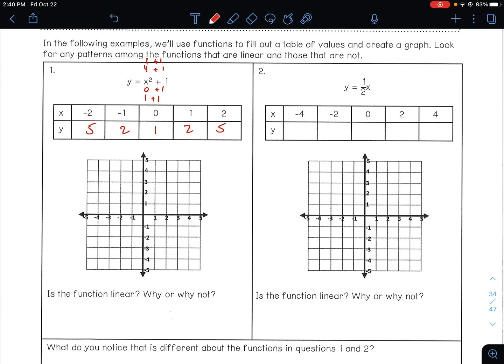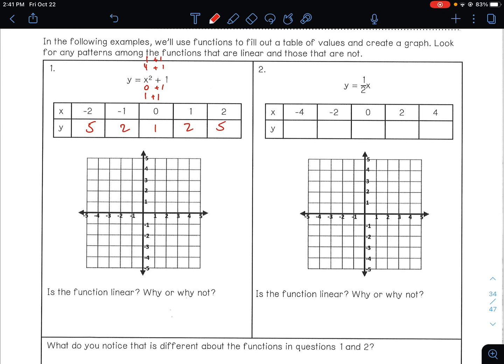All right, let's graph this. When x is 0, y equals 1, so it starts right there. When x is 1, y equals 2. When x is 2, y equals 5. And then it goes on the other side as well. When x is -1, y is 2, and when x is -2, y is 5. Huh, so you've got this kind of strange shape. These are parabolas. There it is. That's what our graph looks like. It starts curving upward.